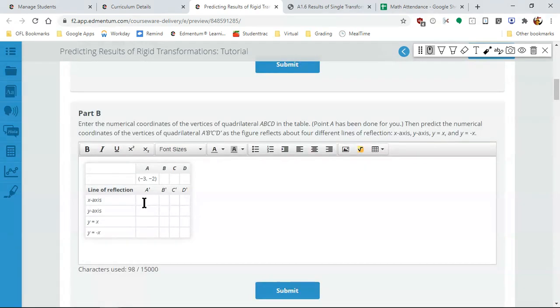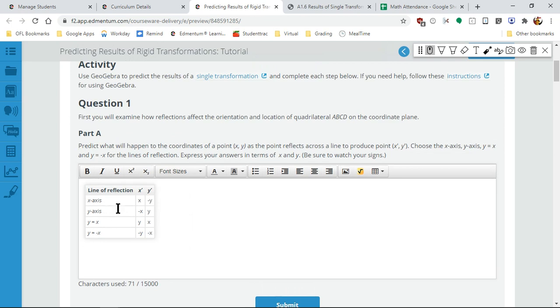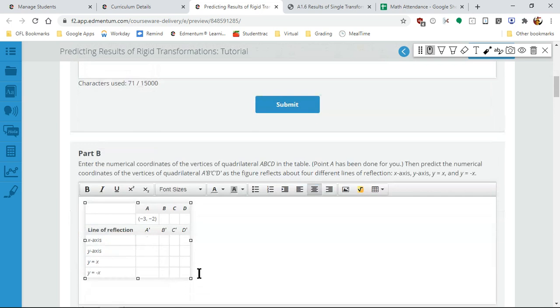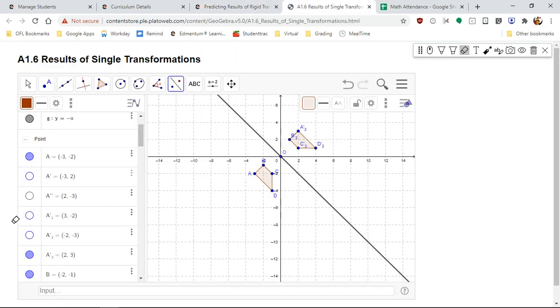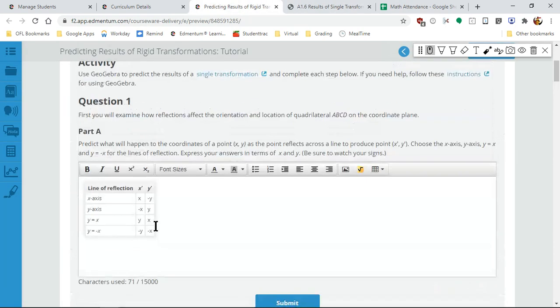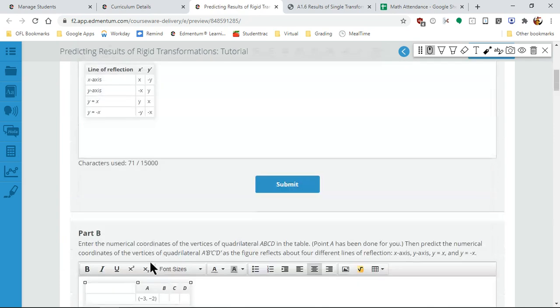So, for example, right here, what's going to happen to my point A if I'm reflecting over the x-axis? Well, according to the notes I just took, my x should stay the same, but my y should change signs. So I'm going to leave my x the same, and I'm going to change the sign of my y. That's what's happening here. You can verify it by looking at the reflection that we did over here. It's either way, but what I like doing is looking at my rules.